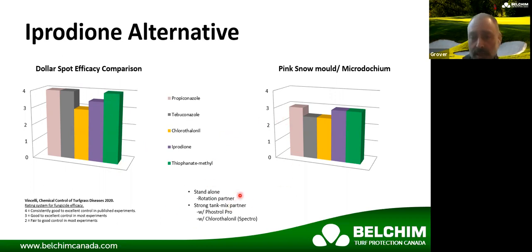So whether as a standalone or rotational partner, it makes a great strong tank mix with Fosrol Pro, our Fosrol Pro product, or in south of the border, there's a premix known as Spectro. If you Google Spectro, essentially it is chlorothalonil and thiophanate methyl in one jug. You could always tank mix thiophanate methyl with Daconil, would be a nice different option for you.